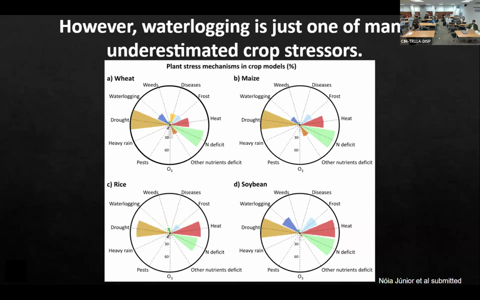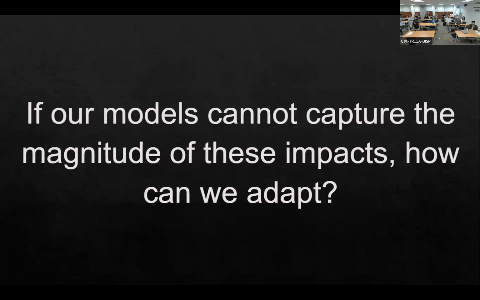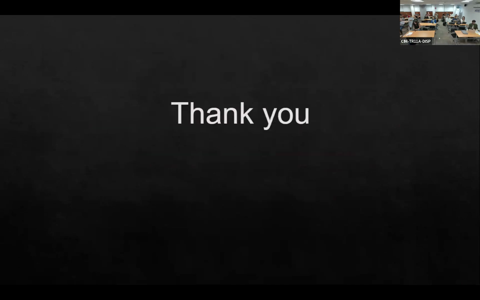So the question is, we use these models to predict the future of agriculture, right? So if our models cannot capture the magnitude of these impacts, how can we adapt for future climate change? So that's my message. Thank you. And that's all.